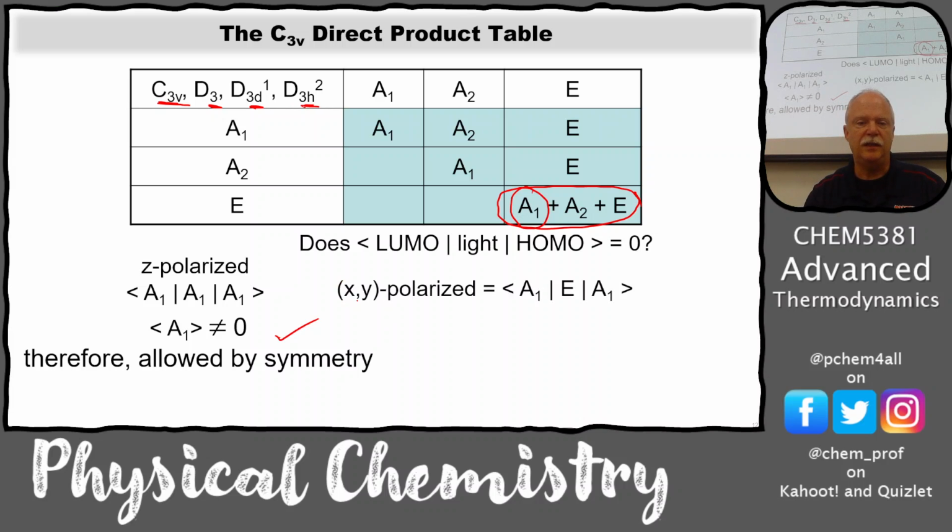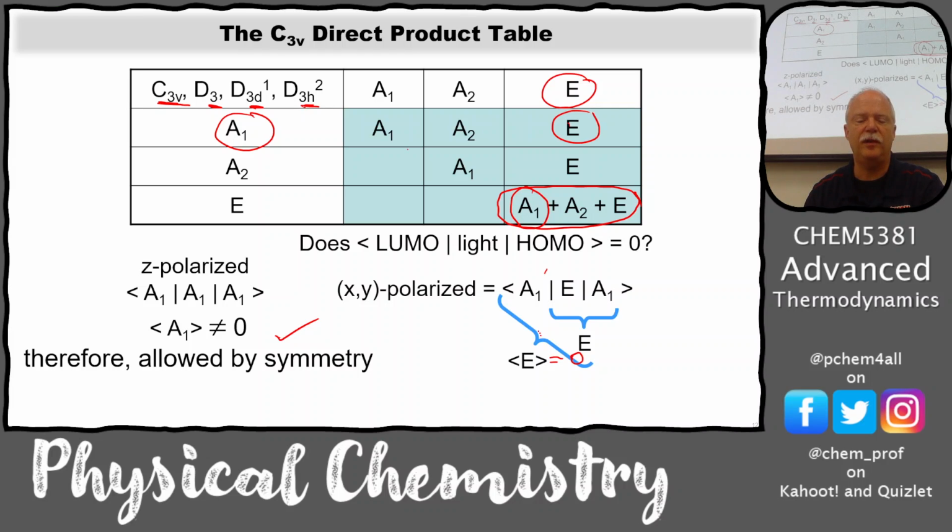The next one is XY polarized light. So we look up here, E times A1. In the direct product table, we have E here and A1 there. So E times A1 is E. And then we do that again, E times A1. I've just done a shorthand. I've taken that result and drawn a bracket right here. So E times A1 is E, and then this bracket is E times A1, which is going to be E again. That's our resulting integral. It's not the top row of the character table, so this one is going to equal 0.